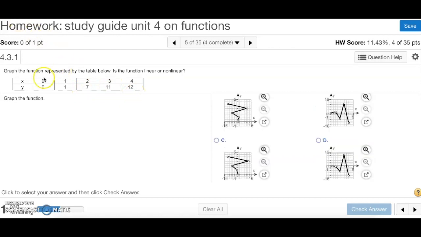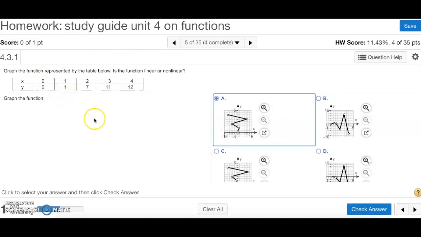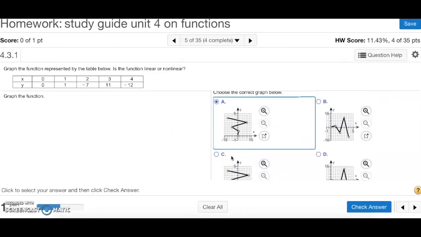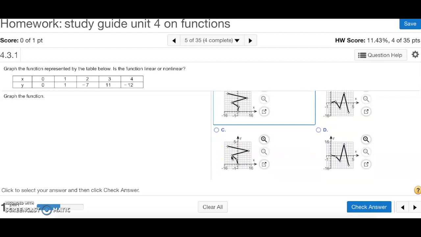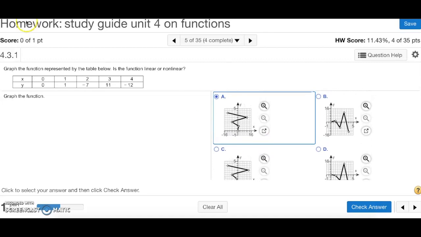Looking at our table, the first point is 0, 0. In each and every one of our choices for the answer, they all have a 0, 0 point. They all start at the middle. For our second coordinate, though, we have 1, 1. A third coordinate has a point with a negative y value. Both A and C do not have any negative points for y values. So it cannot be either A or C. It has to be either B or D.